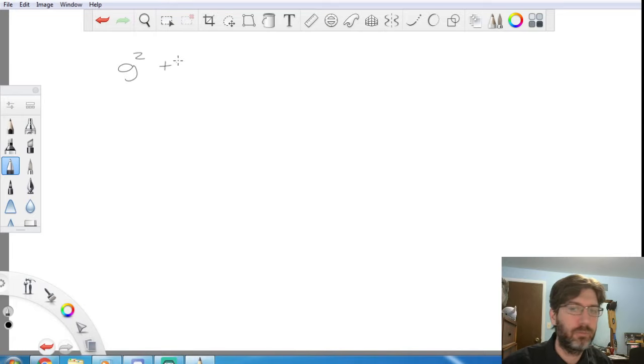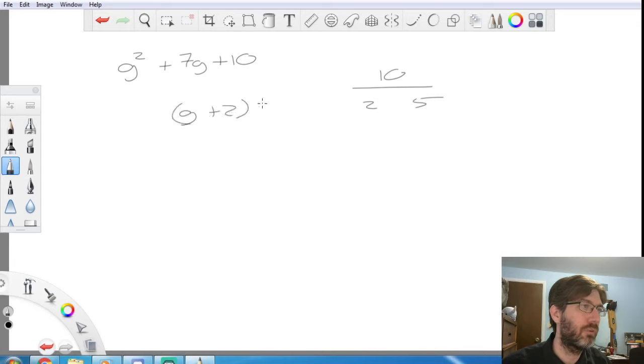G squared plus 7g plus 10. Again, you want factors of 10 that add up to 7, so I'm looking at my 2's and 5's. And therefore, I'm just going to do g plus 2 and g plus 5. I got nothing fancy with signs, they're all addition. 2 plus 5 does give you that 7, which is what we're looking for, and 2 times 5 does give you that 10, which is what we're looking for. So that one's not too difficult for us. Any other questions?